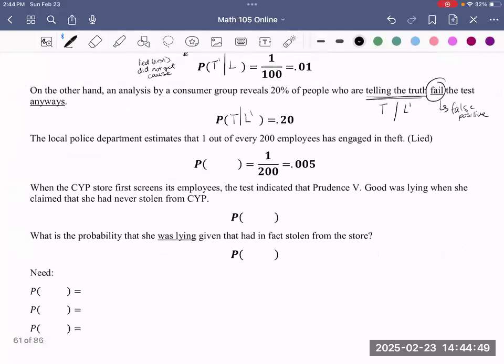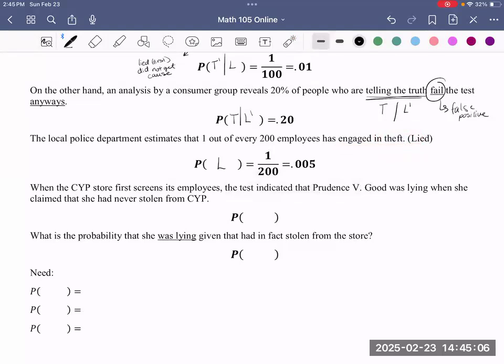Now, the local police department estimates that 1 out of every 200 employees has engaged in theft. Therefore, they lied about it. So we know that we have liars among us.